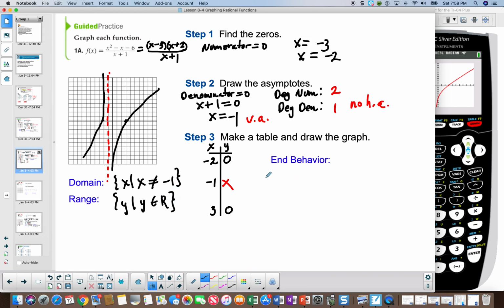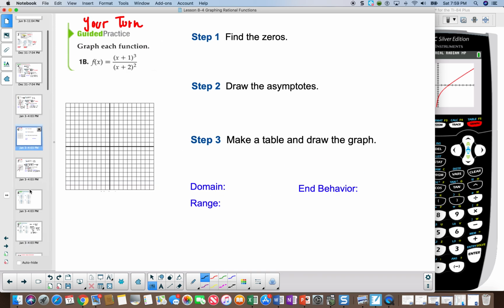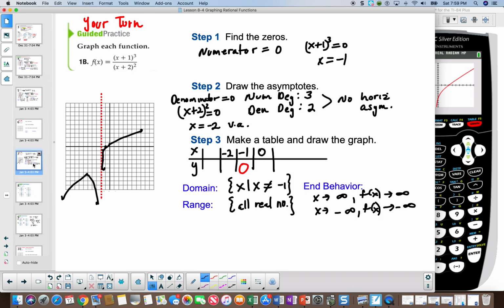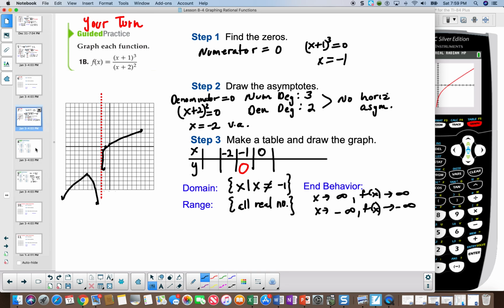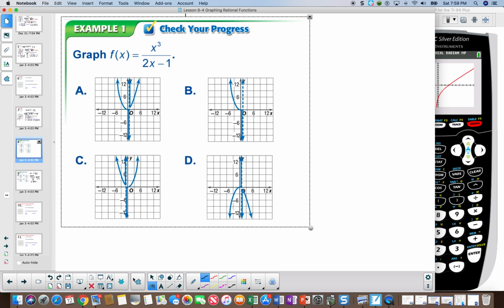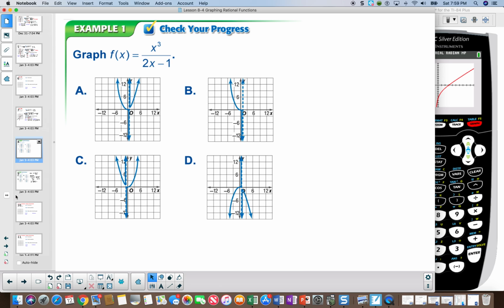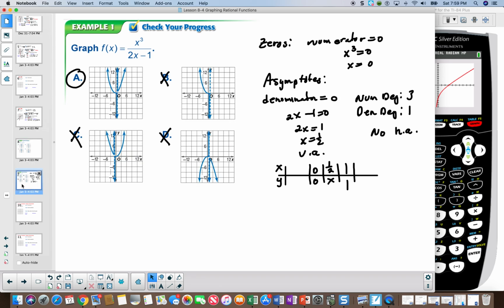And we can just write it that way. In behavior, as x approaches negative infinity, f of x looks like it's going to negative infinity. As x approaches positive infinity, it looks like f of x approaches positive infinity. Your turn. Pause to see what you can do. And here are the answers. Pause to see what you can do. And here's the answer.